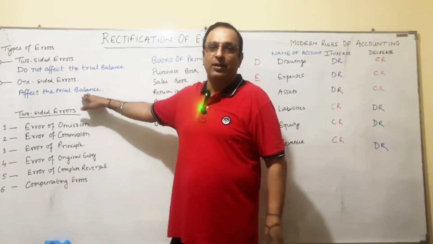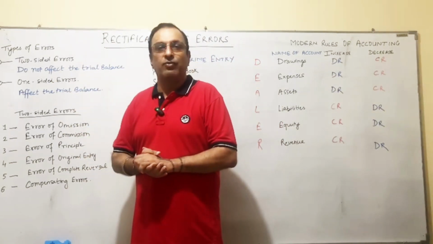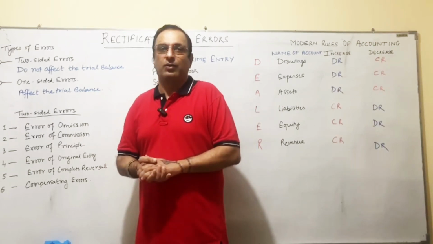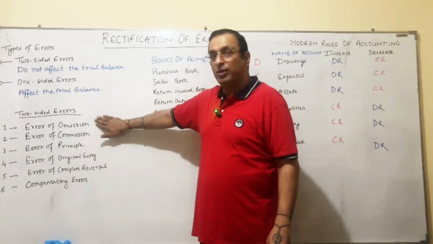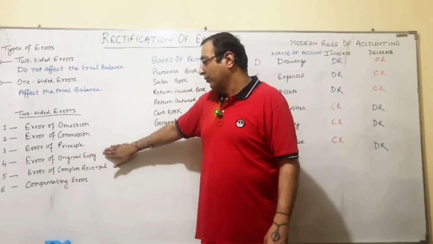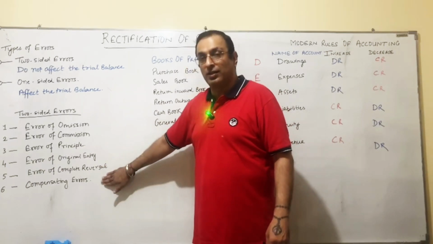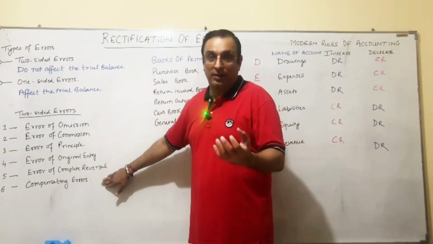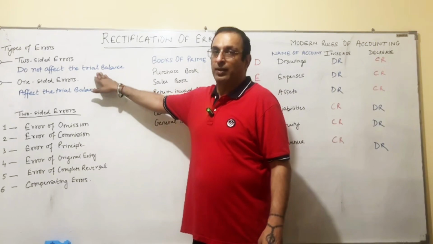So in today's class, we'll just see the type of two-sided errors and we'll discuss, elaborate, learn to rectify in the next video. So you can see the two-sided errors are errors of omission, errors of commission, errors of principle, errors of original entry, errors of complete reversal, and compensating errors. These six types of errors are under the category of two-sided errors which do not affect the trial balance.